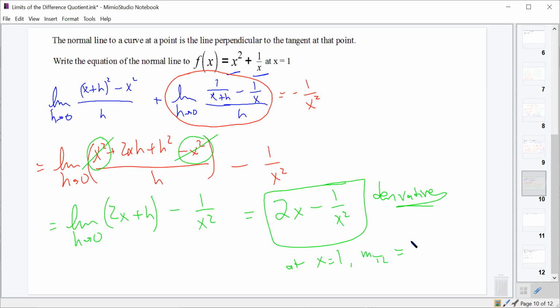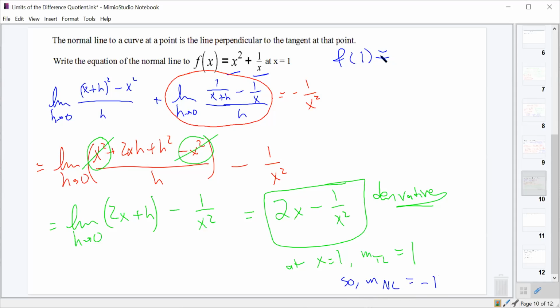One. Should be 1. What does that tell us about the slope of the normal line? It should equal -1, exactly the opposite reciprocal, -1. And all that's left is to figure out what is f of 1 so that we have a point.